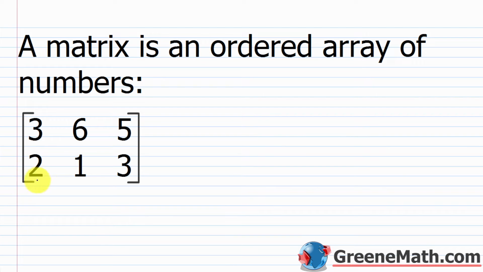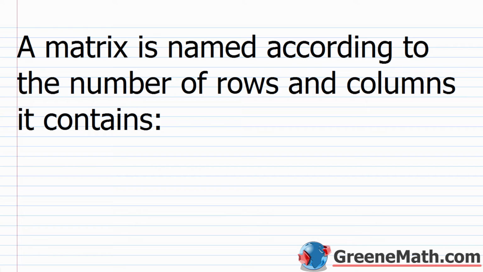So you'll see my brackets here, and in the brackets you have two rows. This would be a row going across. So you have two of those, and you have three columns. The columns are going down. A matrix is named according to the number of rows and columns it contains. It's rows first, followed by columns.